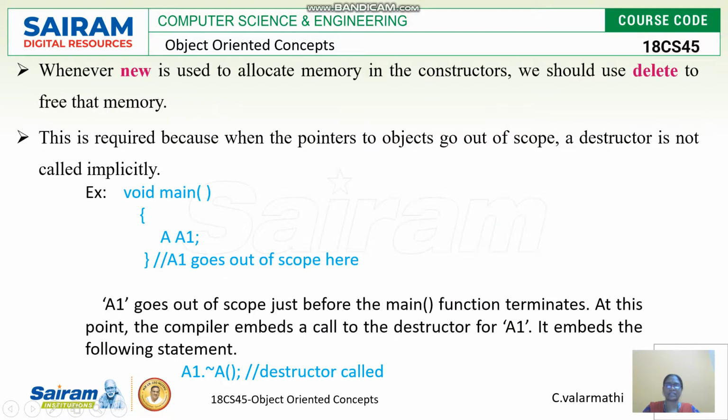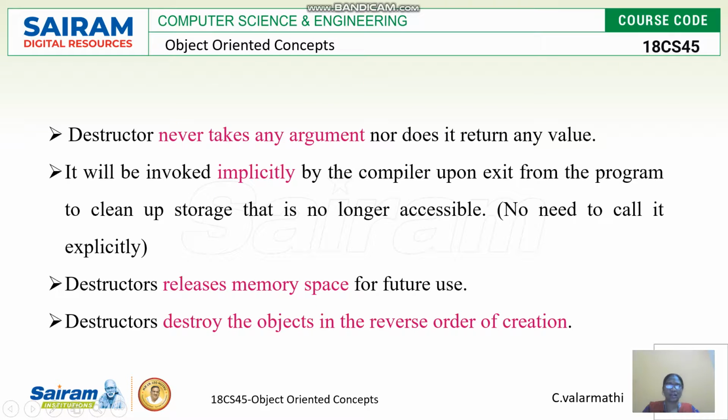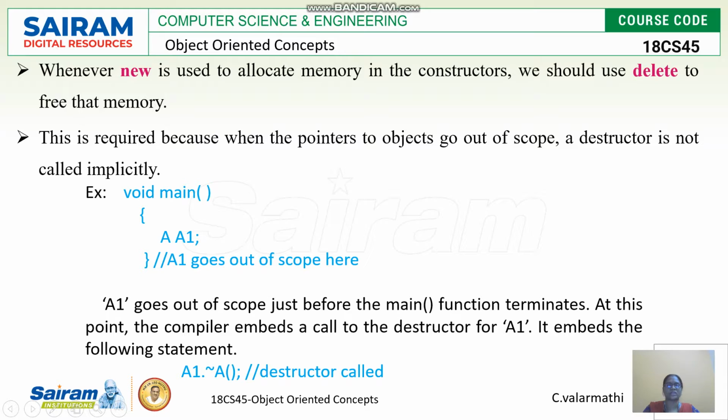I hope you are clear with the destructor. Destructors are the opposite of constructors. They destroy the objects that have been created by the constructor and use the tilde symbol. The destructor name is the same as the class name, it will not take any arguments, and it will be invoked implicitly. The main motivation is to release the memory space for future use, and it destroys the objects in reverse order of their creation. These are the highlighting points of the destructor. I hope you are clear with the destructor concepts.